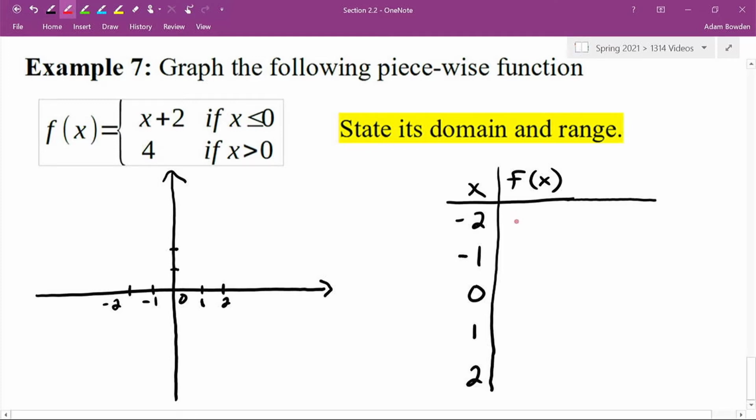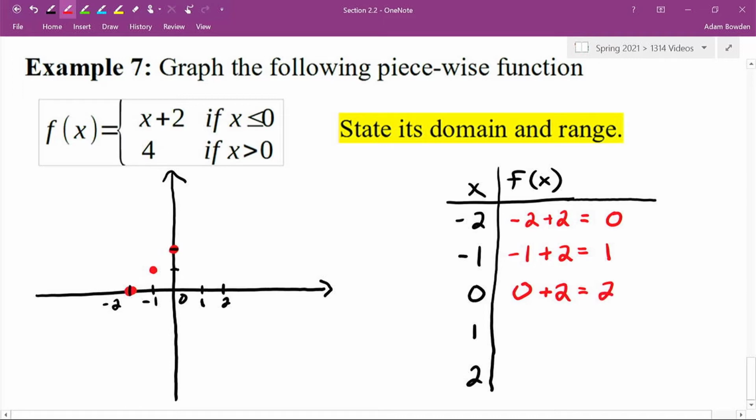For instance, if I plug in -2, -2 is less than 0, so I plug it into the top part, -2 plus 2, which would be equal to 0. So we're going to plot a point -2, 0. For -1, that would be -1 plus 2, which would be +1. We'll plot a point there. For 0, we'll still plug that into the top. 0 plus 2 would be equal to 2. So it would go up here.